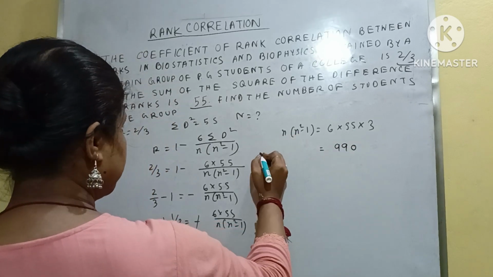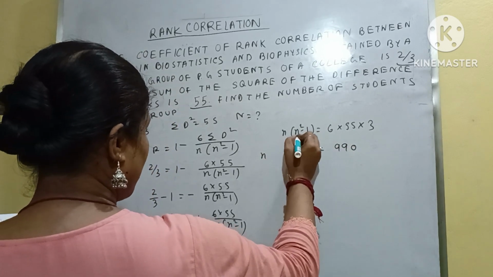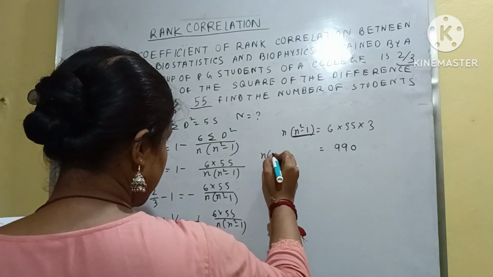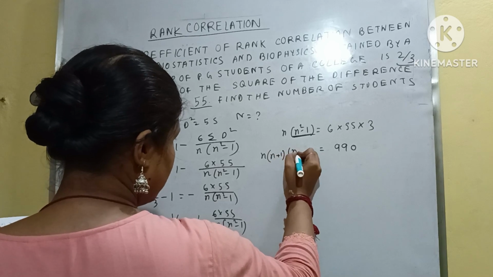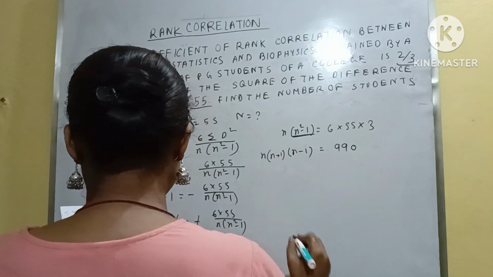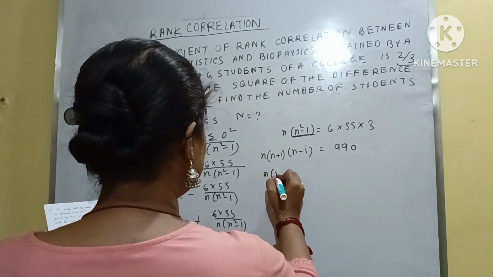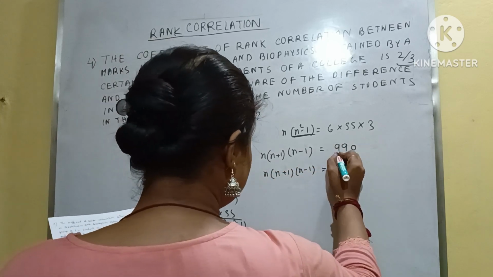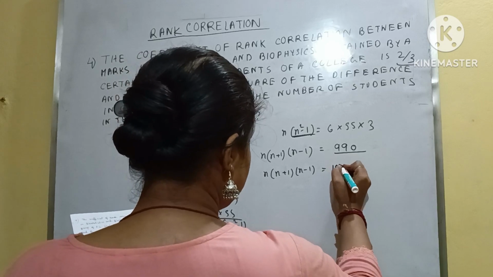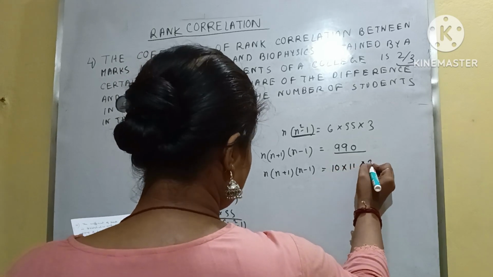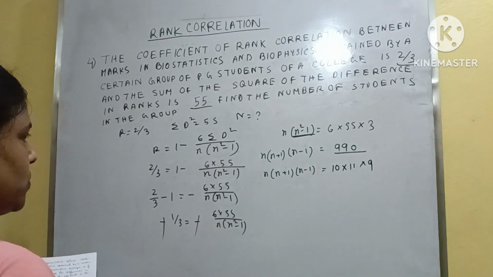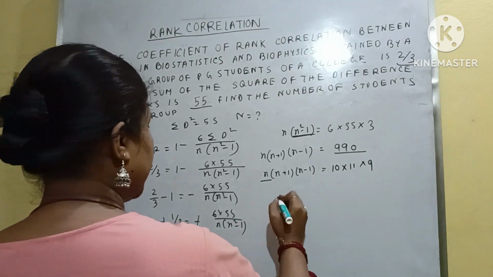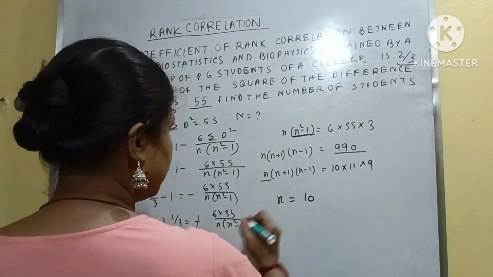That is 990. And what is the formula for N square minus 1? That is A square minus B square, which means N plus 1 into N minus 1. Clear? Next, N into N plus 1 into N minus 1, and we write this value in such a way: 10 into 11 into 9. So what is the value of N? The N value is 10.